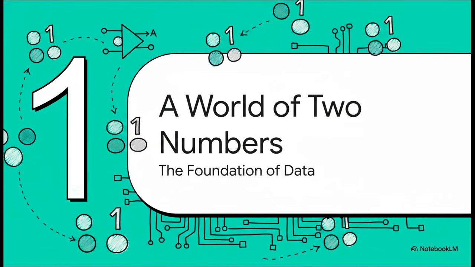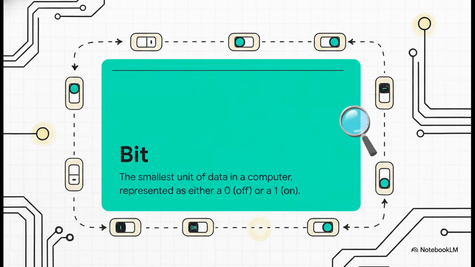Okay, so to answer that question, we first need to get a handle on the computer's native language. It's a world built entirely on, you guessed it, just two numbers. Let's start with the absolute smallest piece of information there is. It's called a bit. The easiest way to think about it is like a tiny, tiny light switch. It can be off, which the computer sees as a 0, or it can be on, which is a 1. That's it. Every single thing a computer does, no matter how complex it looks, just boils down to a massive, massive collection of these simple little switches.